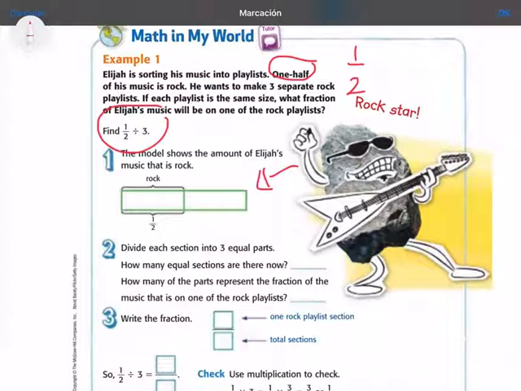Okay, so I have 1/2 and 1/2. Okay, I get it. And now I divide each one into 3. 1, 2, 3, 1, 2, 3. It says, how many equal sections are there now? Okay, well, we have 6. 3 times 2, 6. How many of the parts represent the fraction of the music that is on one of the playlists? Well, 1 section.